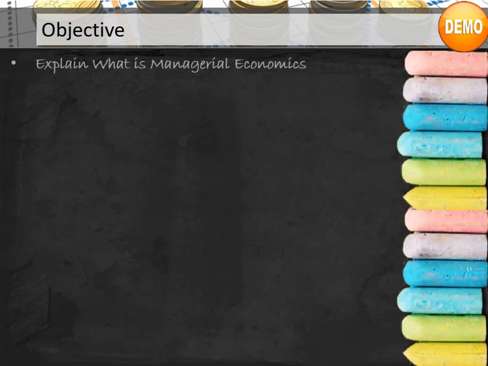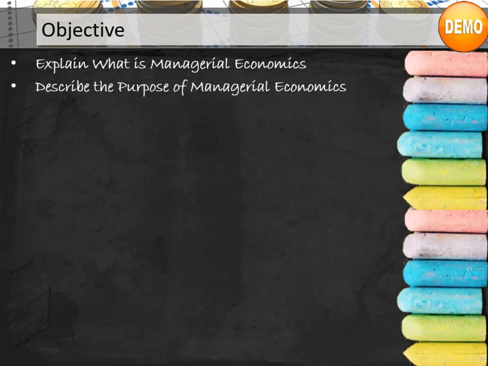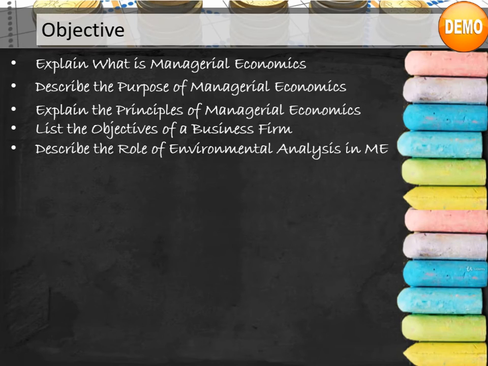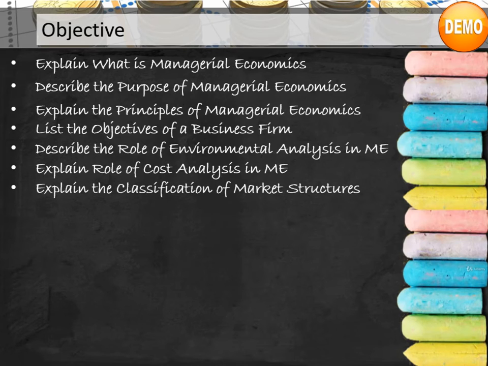Course objectives. Explain what is managerial economics. Describe the purpose of managerial economics. Explain the principles of managerial economics. List the objectives of a business firm. Describe the role of environmental analysis in managerial economics. Explain the role of cost analysis in managerial economics. Explain the classification of market structures.